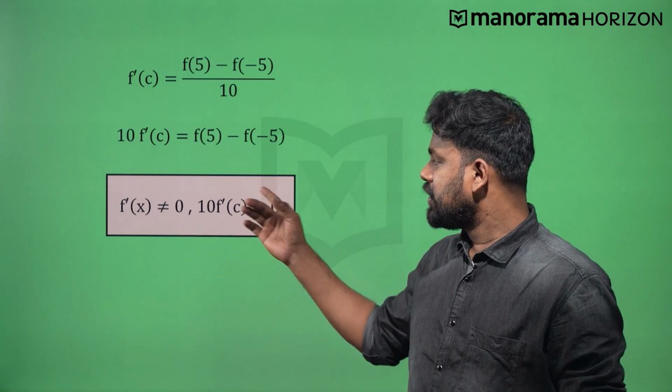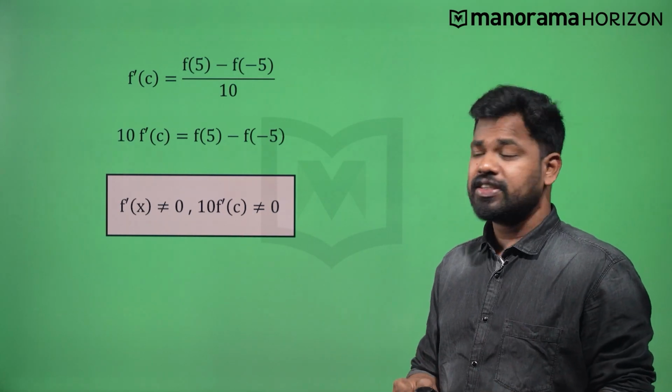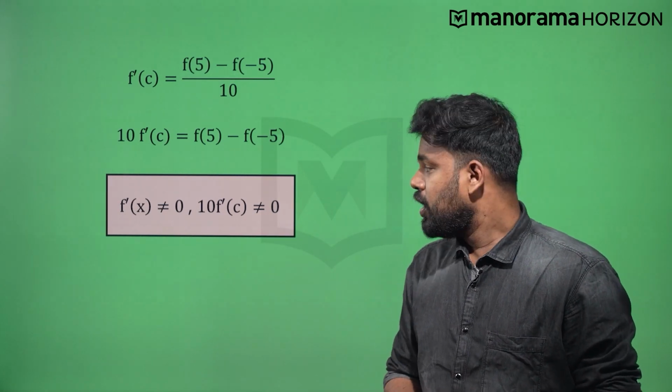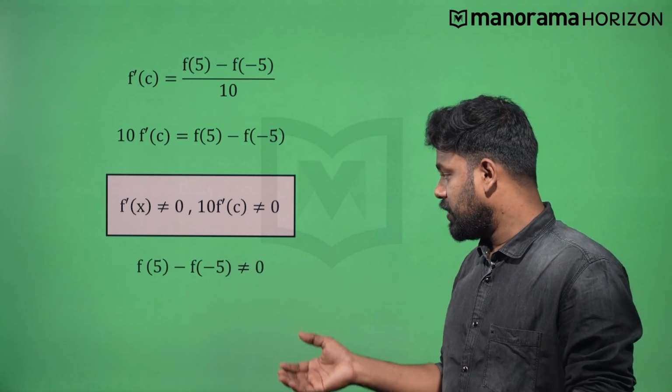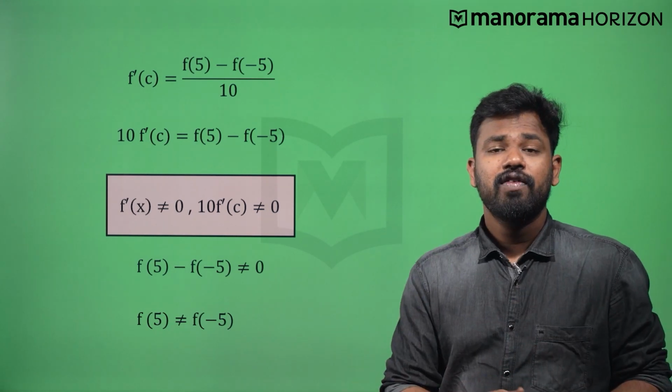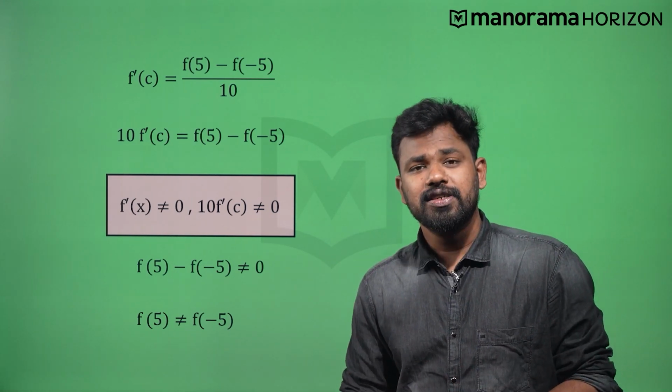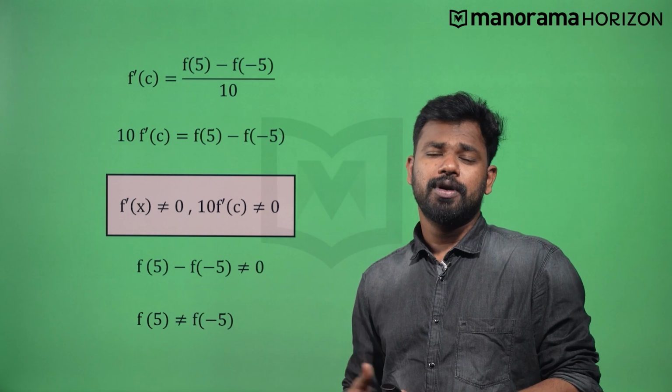And f dash x is not equal to 0, so 10 f dash c is not equal to 0. So from this I can say f of 5 minus f of minus 5 is not equal to 0, or f of 5 is not equal to f of minus 5. So that is how we proved that particular question.